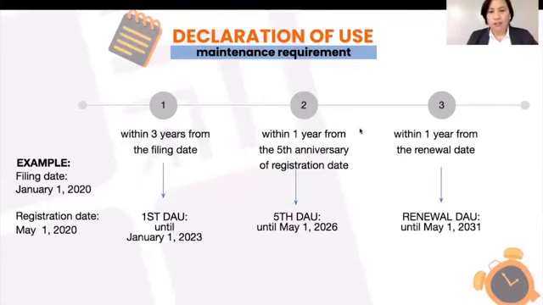Next, within 1 year from the 5th anniversary of the registration date, the registration date is May 1, 2020. Therefore, the 5th year DAU will have to be filed until May 1, 2026. And the renewal DAU, it is 1 year from the 10th anniversary, from the 10th year. Then the renewal DAU should be filed until May 1, 2031. Okay, so non-compliance with the declaration of actual use will result to removal of your trademark in the IPOPHIL registry.